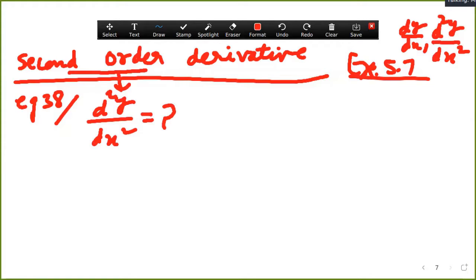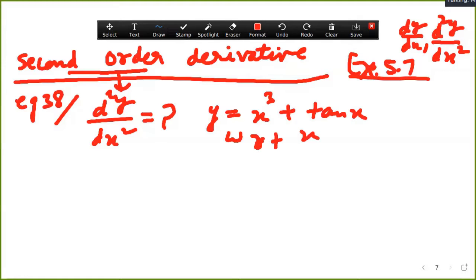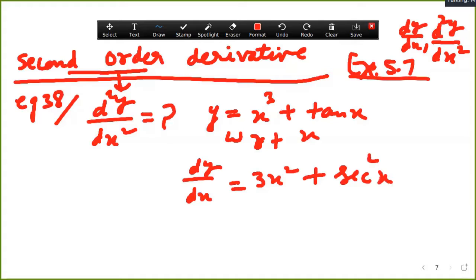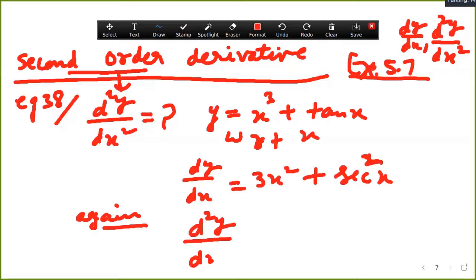If it is written y is equal to x cube plus tangent x, when you differentiate this function with respect to x, what will you get? dy upon dx is equal to 3x square plus the derivative of tangent x, which is secant square x. I have differentiated directly because you now have knowledge of the formula. Now if I differentiate it again, then you will write it like this: d square y upon dx square.